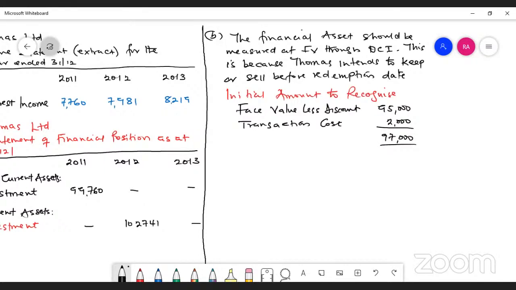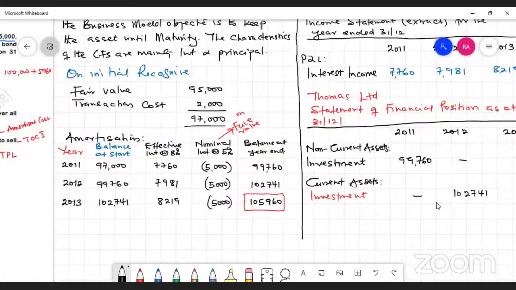Subsequently, what we do is that we measure it at fair value. So we'll prepare our income statement straight away. So in your P&L account, let's check the fair value at the end of 2011.